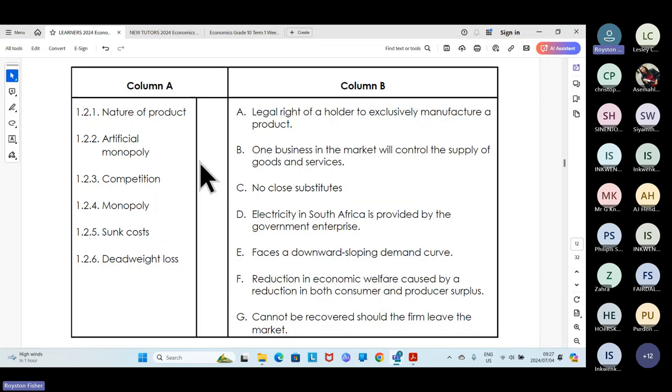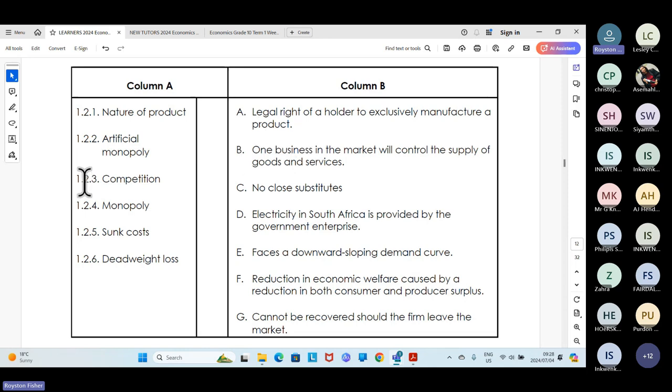St. Andrew says 1.2.2 is A. Balai says it's A. Alsis says it's A. Santa Claus says it's A. Nkulesizi says it's A. And Buren as well, A. And all the schools are correct. The answer is A, legal right of a holder to exclusively manufacture a product.